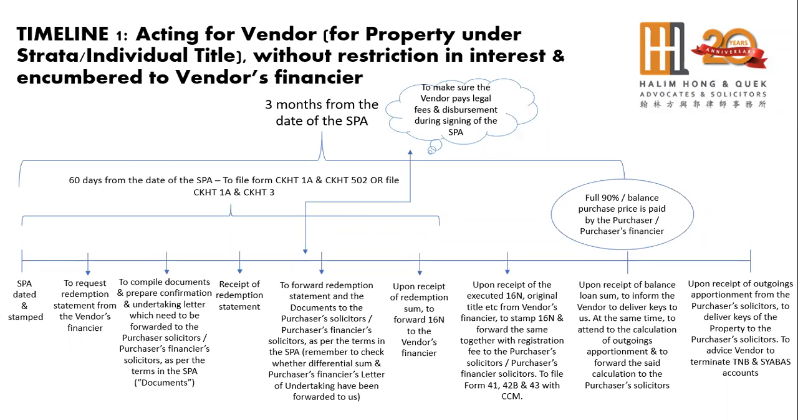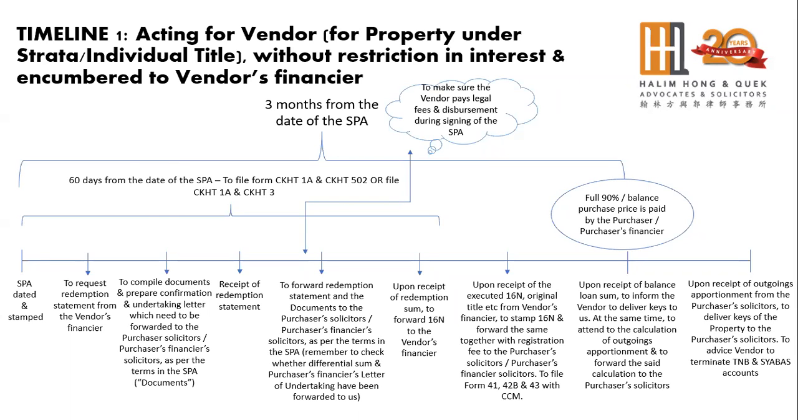So what you need to do is submit CKHT 1A and CKHT 3. 3 is exemption. But if the exemption is not applicable, you need to submit CKHT 1A, the receipt for RPGP and CKHT 502. But the vendor lawyer files it, while the one who needs to pay for the RPGP is the purchaser's lawyer. So, okay, let's say the RPGP is applicable, right?